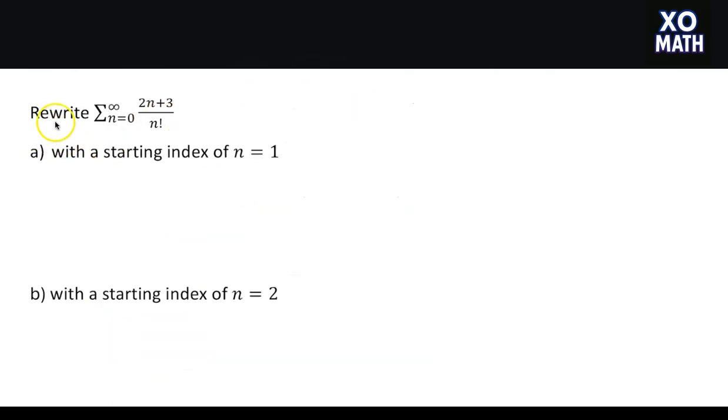All right, let's try this again. Let's rewrite the sum of n equals 0 to infinity of 2n plus 3 over n factorial. So first, with a starting index of n equals 1. So let's look at what our original starting index is, n equals 0, and I want to move it up 1 to n equals 1.